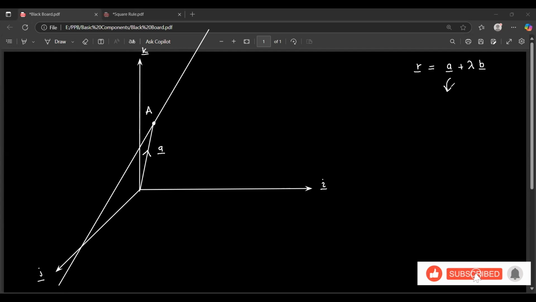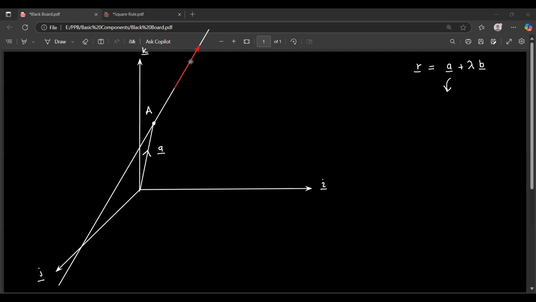So A is the position vector of a single point. Now we need B, a direction vector. The direction vector is a vector that is parallel to the given line. So this is the direction of the line.